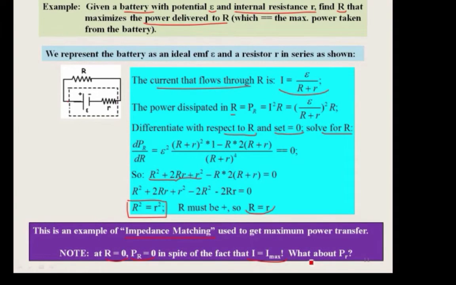So what about P sub r? What's happening is that you have all of the power being generated in this internal resistance. So consequently, the battery gets hot because this is where the power is being generated, and you potentially have meltdown. So that's why this is P little r here.